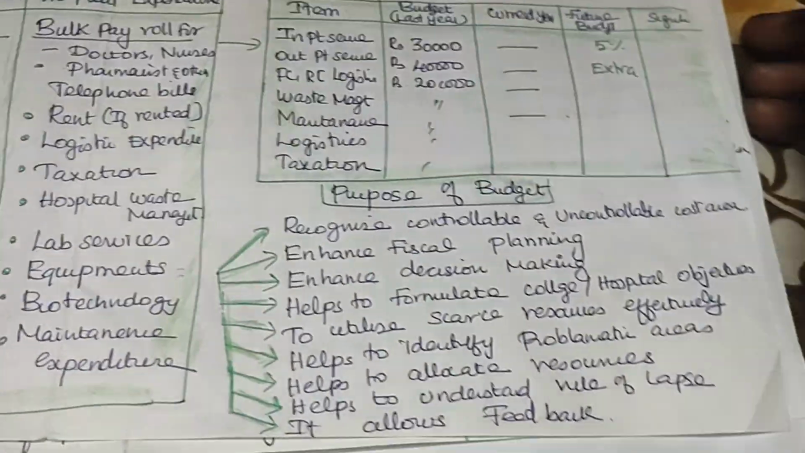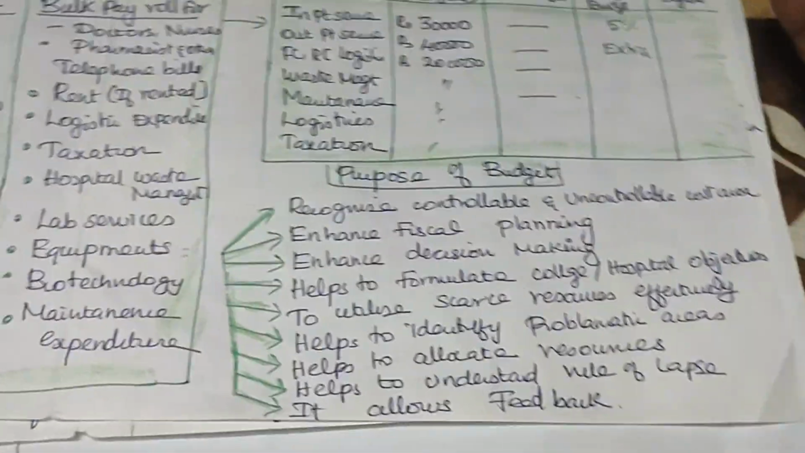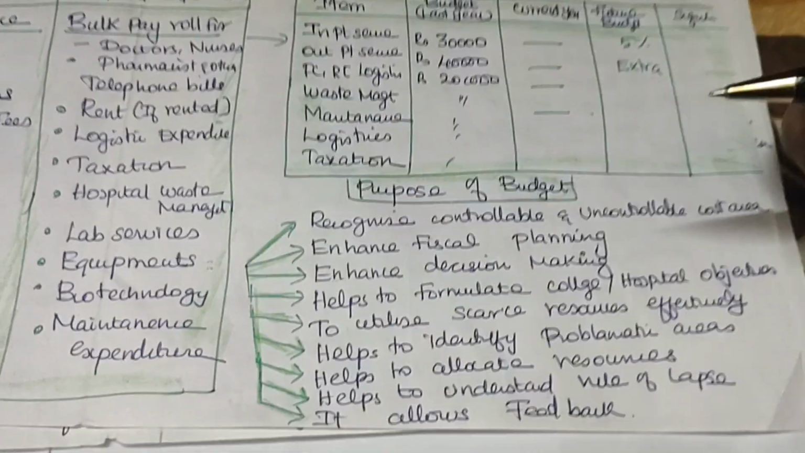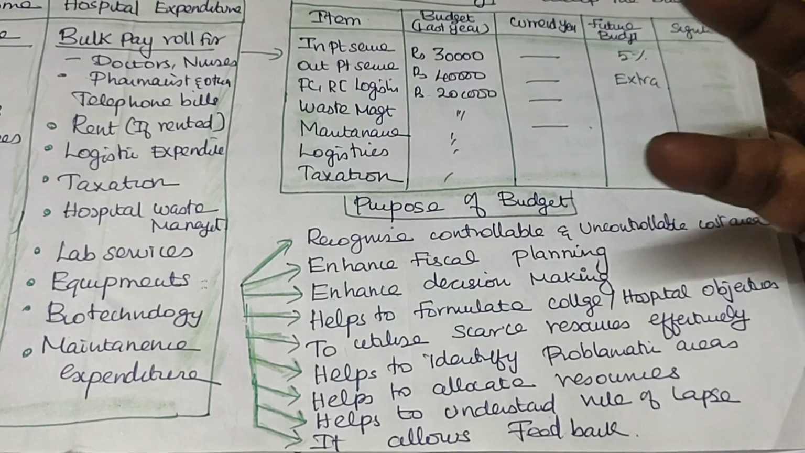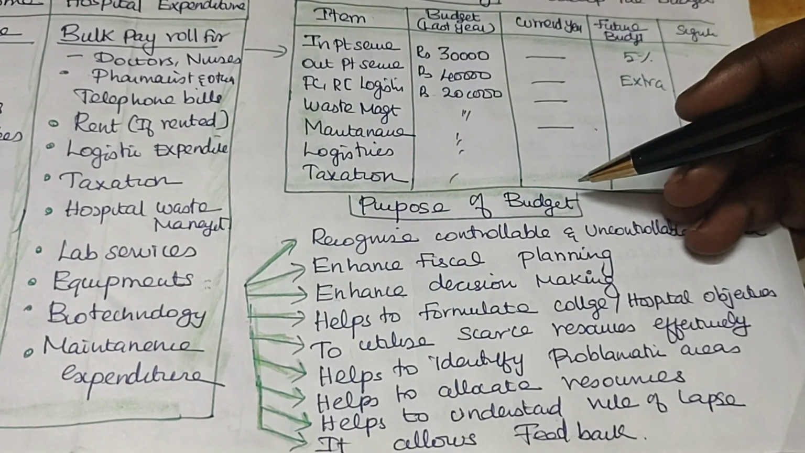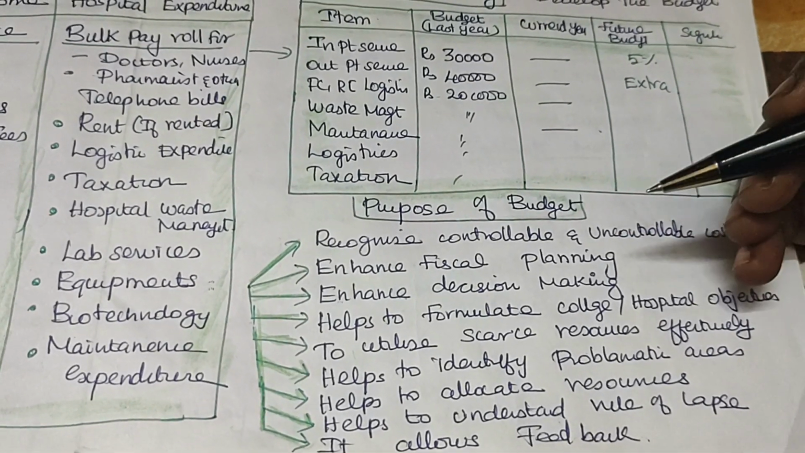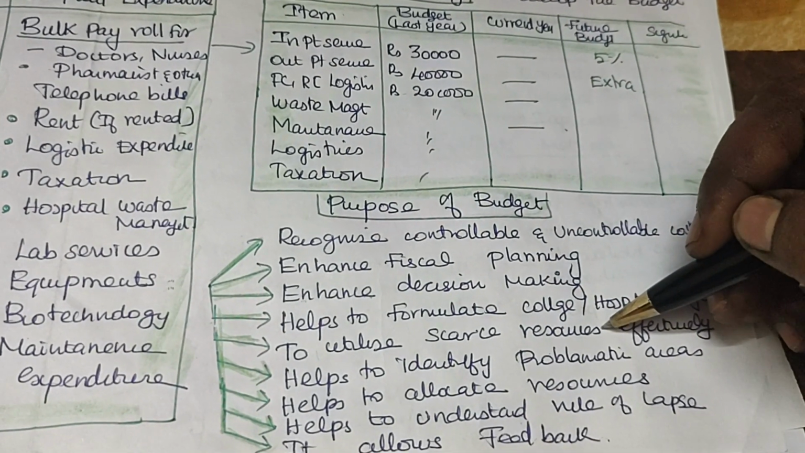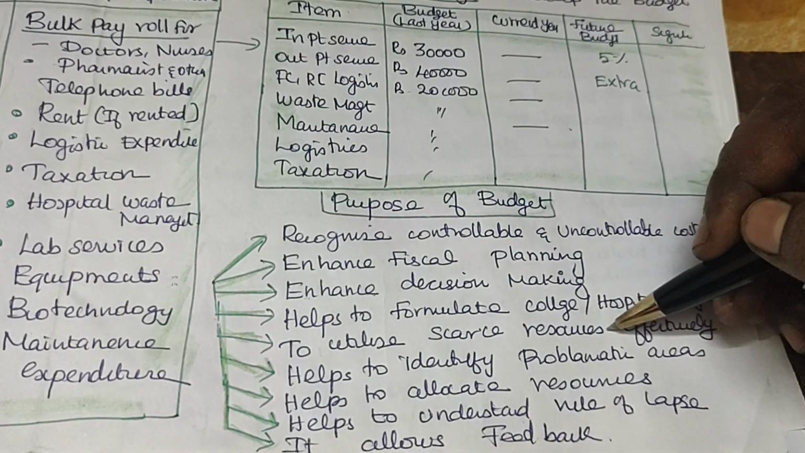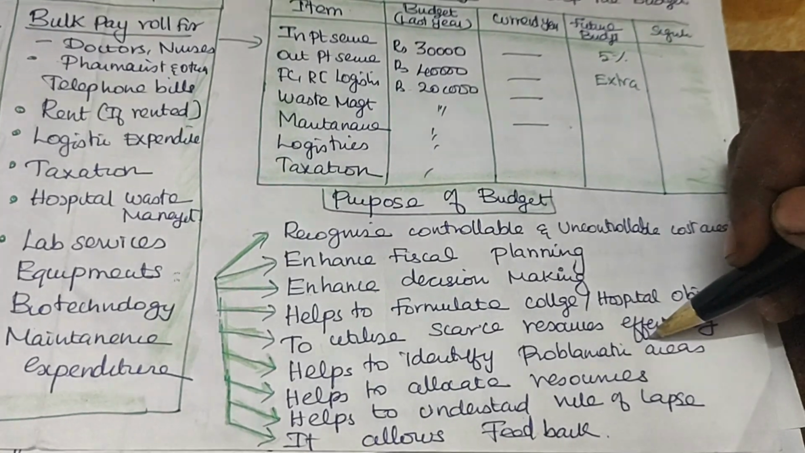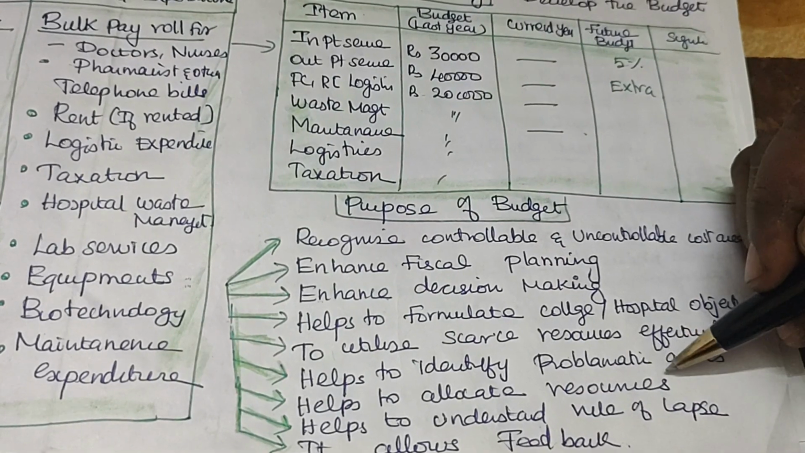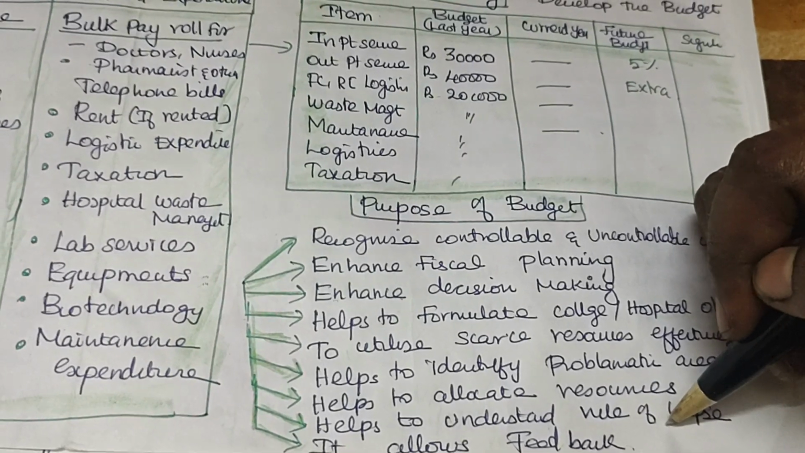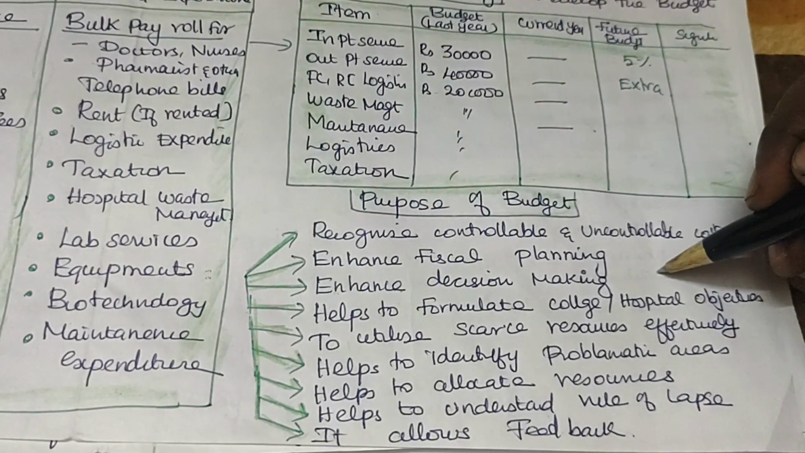So what is the purpose? All this budget, why are we making it? Why do we have to make the budget? We make the budget to recognize controllable and uncontrollable costs, to enhance fiscal planning, and to enhance decision making. It helps to formulate the college or hospital objective properly and utilize the resources. That's why I told you the budget is made for understanding scarce resources, to identify the problematic areas where the budget is very high, to help allocate resources, to help understand the rule of lapse, and to allow feedback. So this is how the budget has to be made.